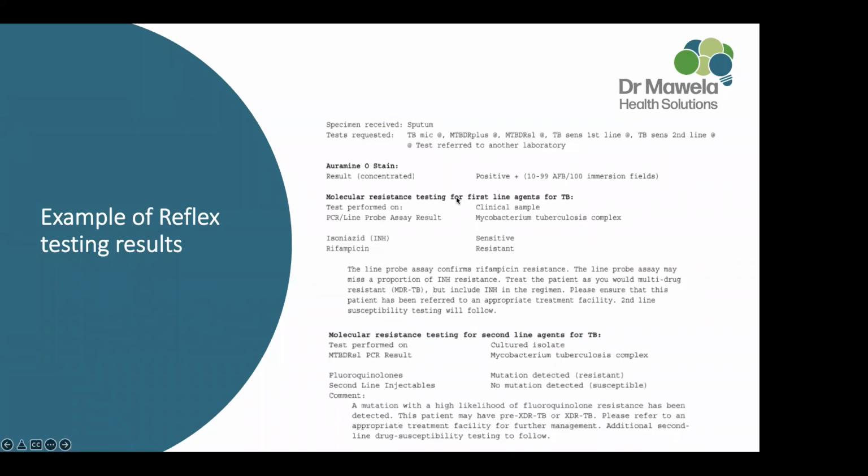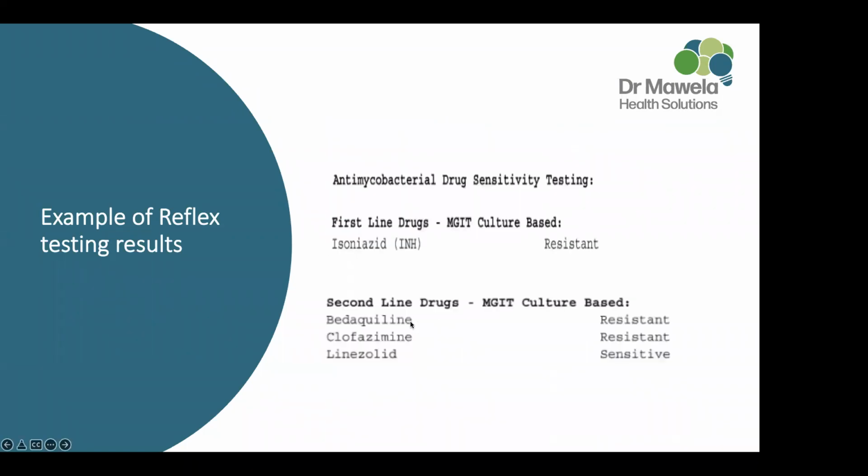But remember, when you do LPA, you do it for first line, you also do it for second line agents. So for second line, fluoroquinolones, you see now there's a problem. Mutations were detected. So this patient cannot get just a standard short regimen. He needs an individualized regimen because there are some mutations against fluoroquinolones. But can you tell which fluoroquinolones? We can't tell because this is an LPA result. So if you want to know which ones, you then need to wait for the results for your phenotypic or what you call a culture result.